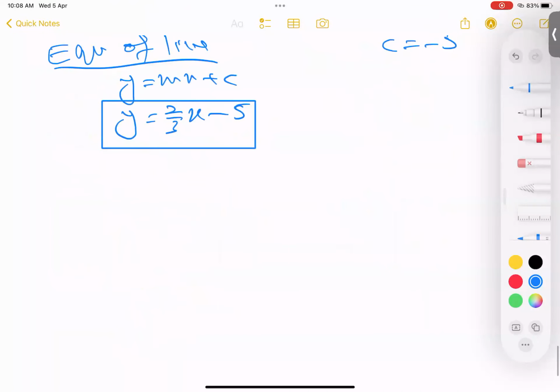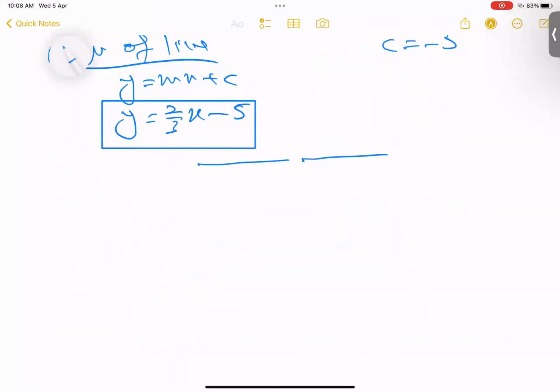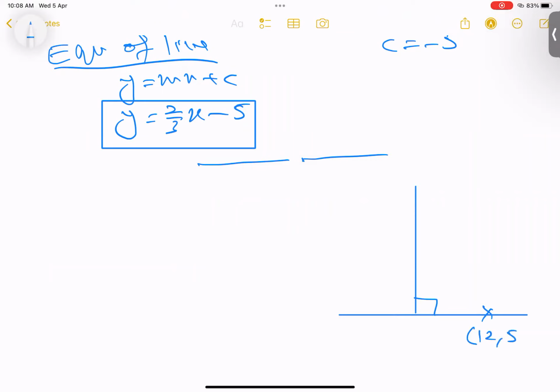Get ready, I'm giving one question and you will solve. Which question? Two lines are involved: one line is given and one is unknown. For example, this point is given, 12 and 5. This line is the unknown line, and this is the given line.